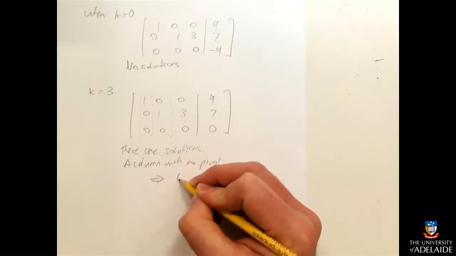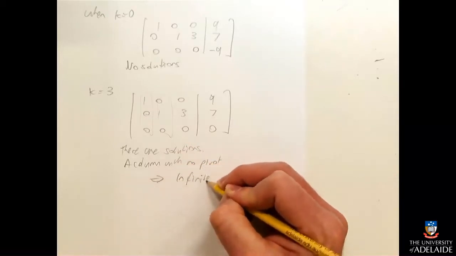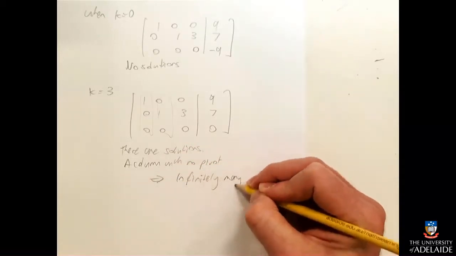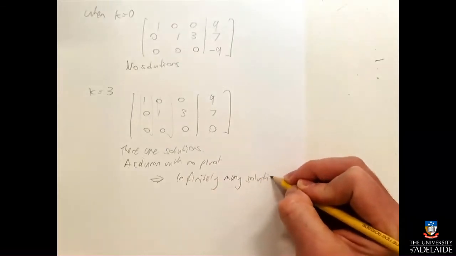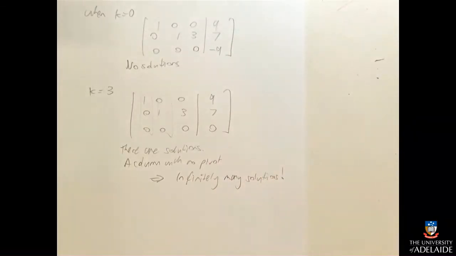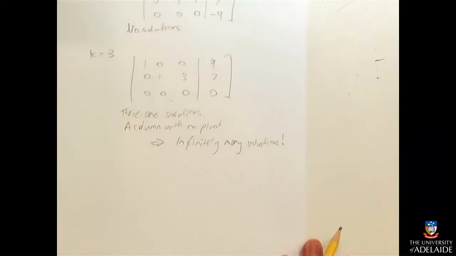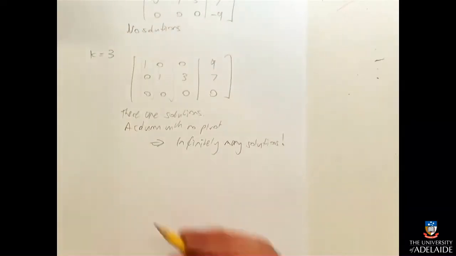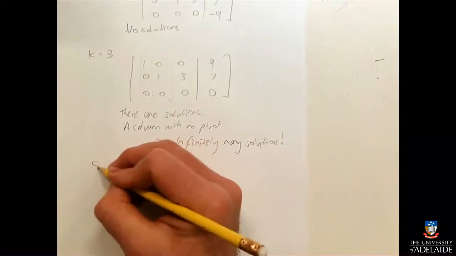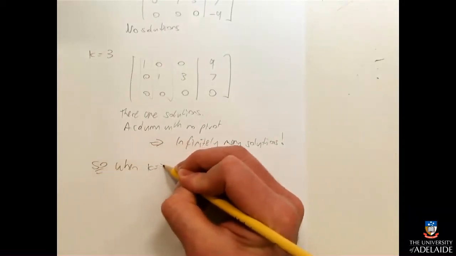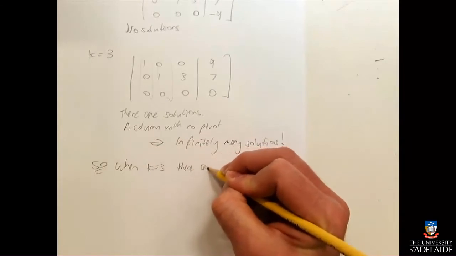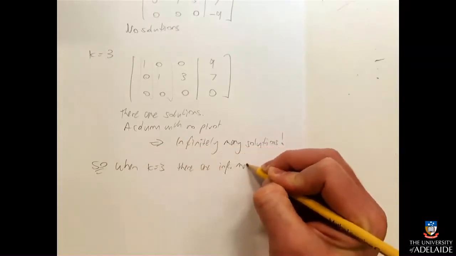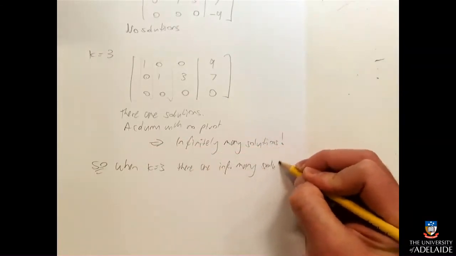So that means infinitely many solutions. And so therefore, it looks like when k is 3, there are infinitely many solutions. So, when k equals 3, there are infinitely many solutions.